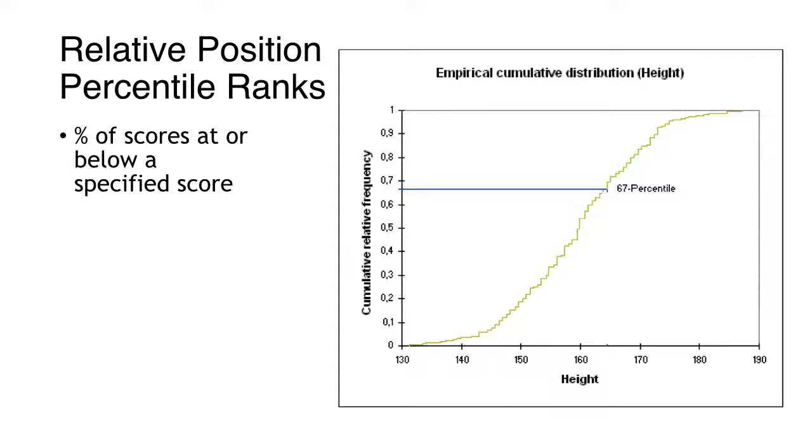So the 67th percentile means that 67% of the heights that I've measured fall below that point, which is at about what, 160, maybe 157, somewhere in there. 67% of the heights, if I lined all the kids up, are below that point, and 33% are above. That's a percentile rank.